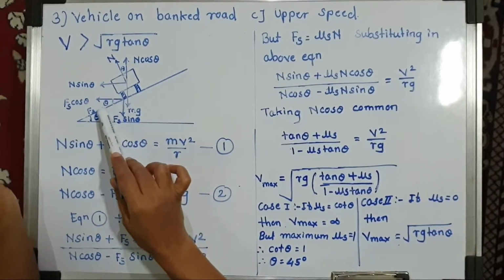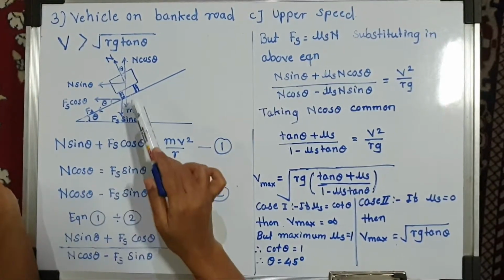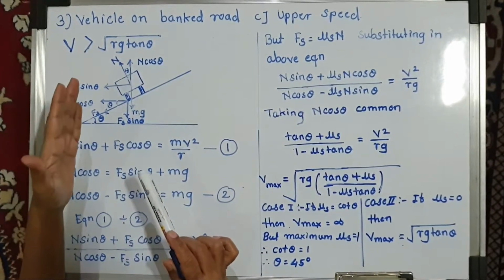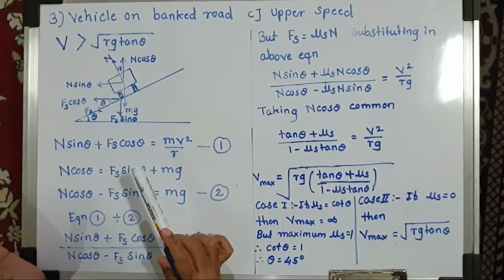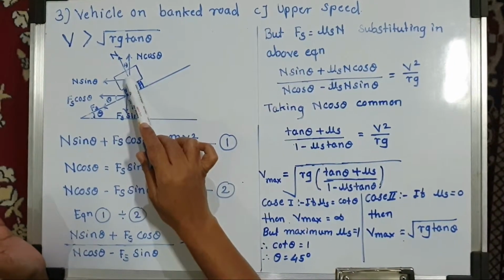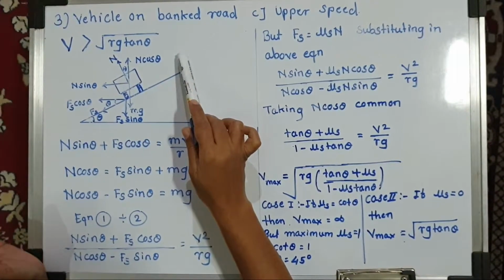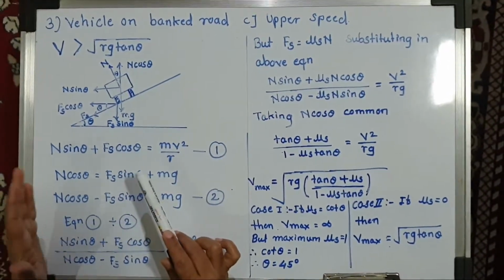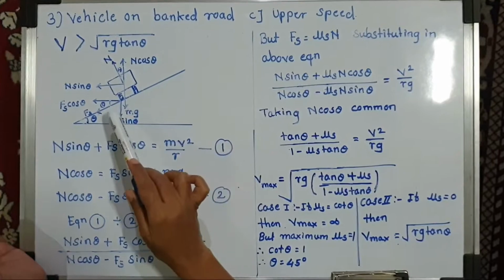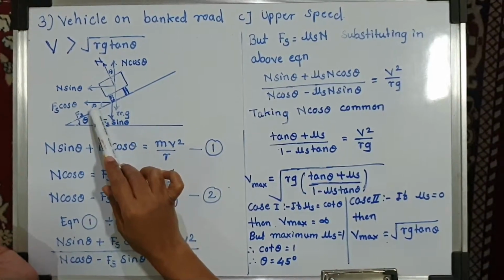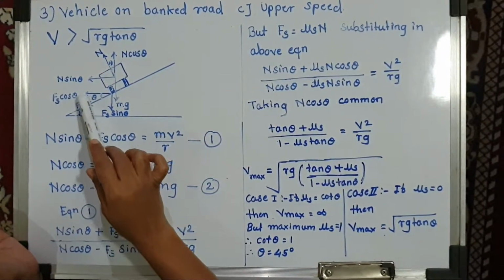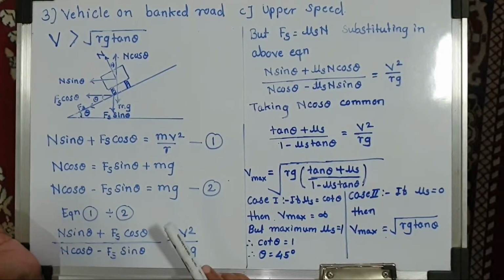Why is it towards the center of the circular path? As the speed increases, a centrifugal force acts on the object. This centrifugal force acting on the vehicle is away from the center of the road. To balance this, to avoid the skidding of the vehicle away from the road, this frictional force acts towards the center of the road. It means this frictional force is acting as a centripetal force.